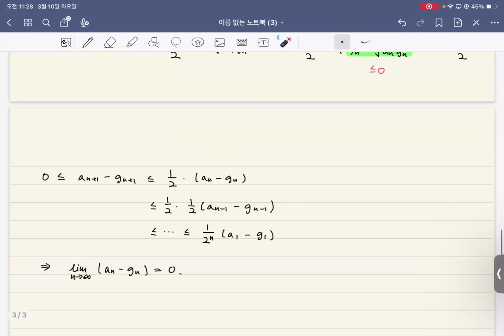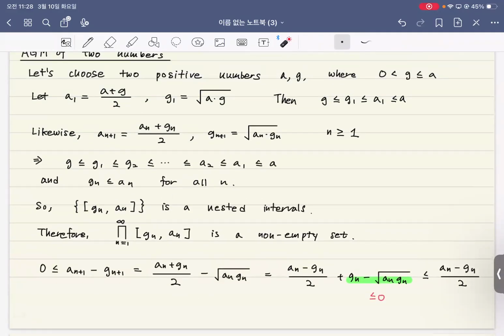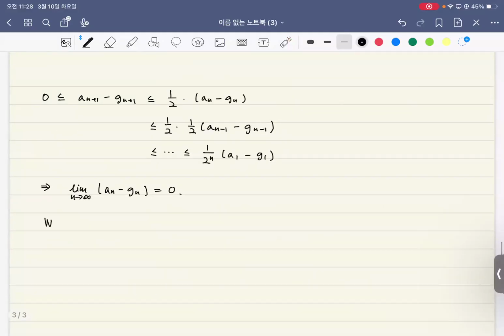Now, because of the nested interval theorem, the sequence of nested intervals must have precisely one element in this infinite intersection. So we denote the only number in this infinite intersection by AGM of A and G.